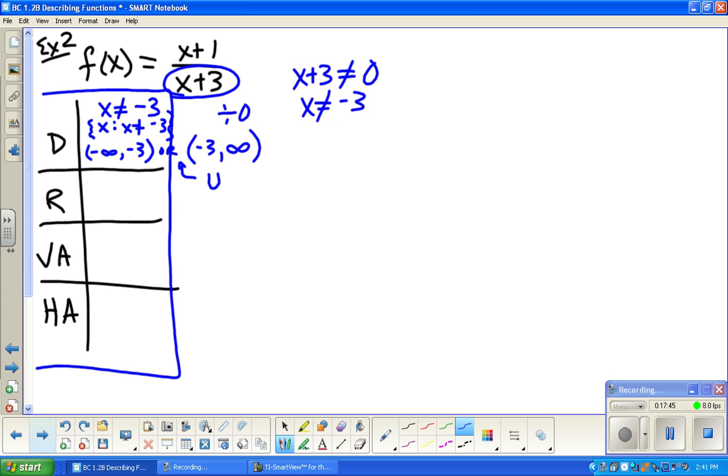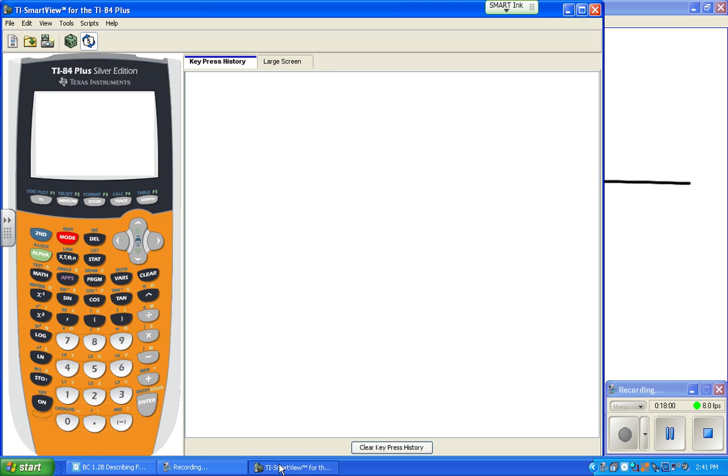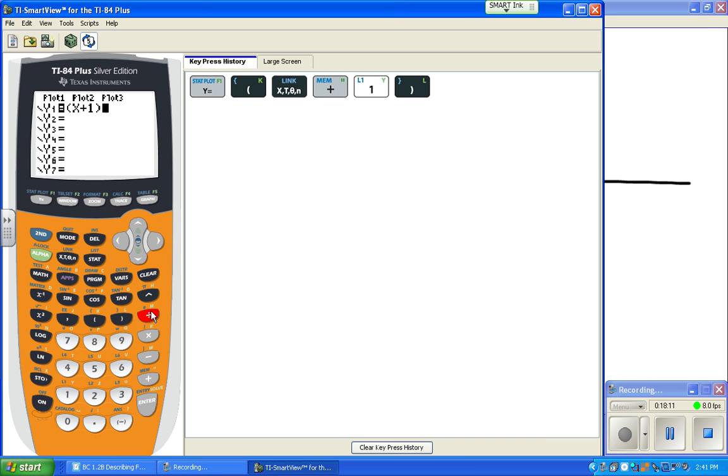Okay. All right. I'm going to do a little sketch of this again to talk about range. And so we already know that at negative 3, there's something that can't happen. Okay. Well, in fact, we'll go ahead and do the graph for this. Okay. So it was, I believe, x plus 1 over x plus 3.